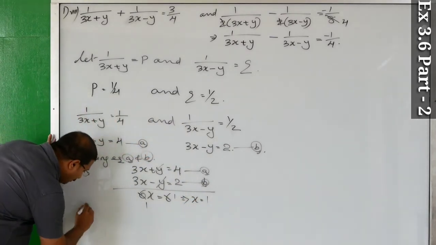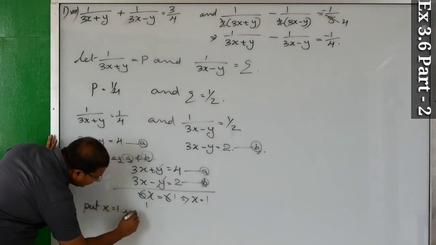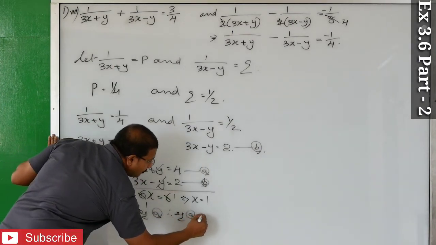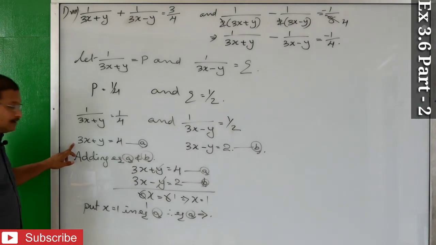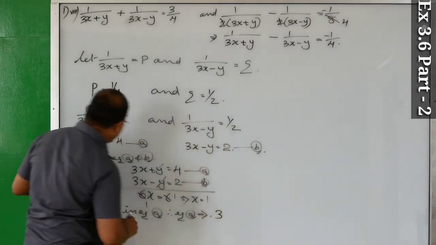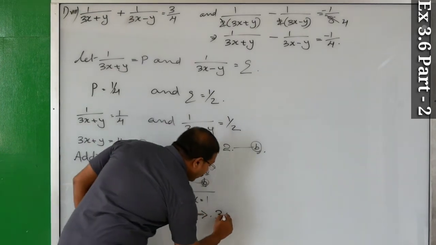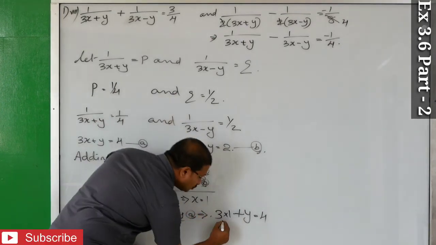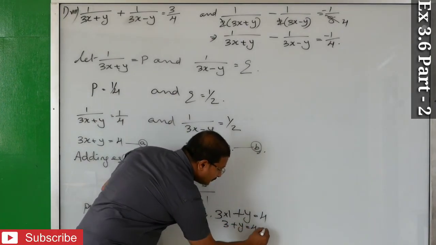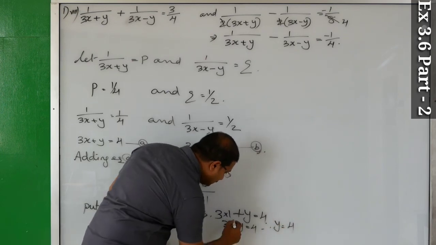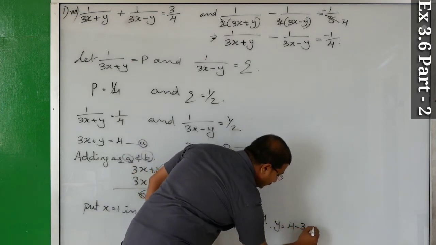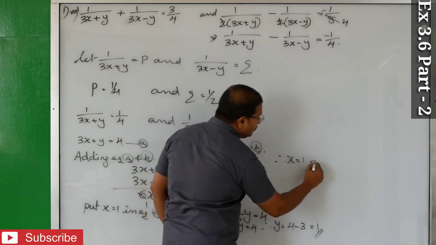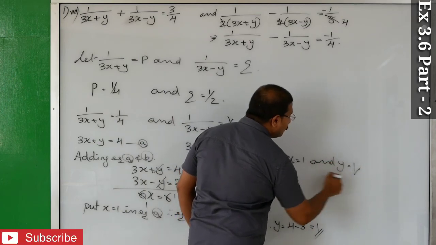Ready? Now put x equals 1 in equation A. Equation A is 3x, so in place of x you write 1. So 3 into 1 plus y equals 4. That means 3 into 1 is 3, so 3 plus y equals 4. Therefore y equals 4, which is already here, 3 goes to the other side, minus 3, so 4 minus 3 is 1. Therefore x equals 1 and y equals 1.